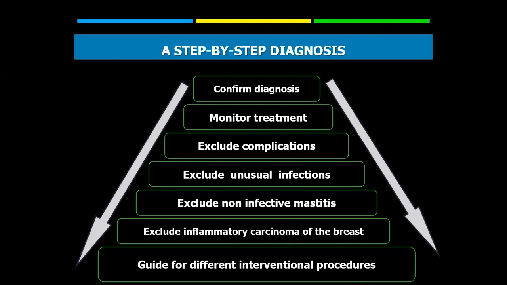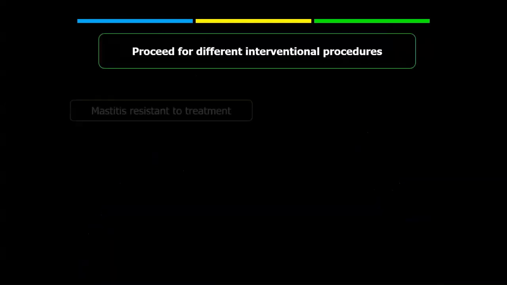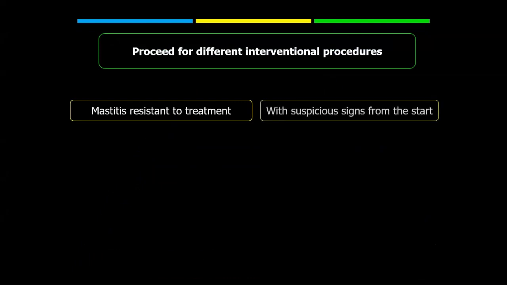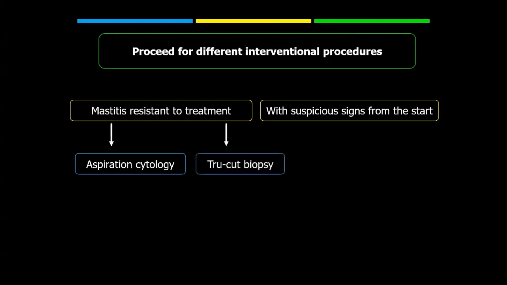And lastly, we come to guiding different interventional procedures. We should proceed to a biopsy whenever we have a mastitis which is resistant to antibiotic treatment, and with mastitis with suspicious signs from the start. We can perform an aspiration cytology or a true-cut biopsy. Sometimes we need to do a skin punch biopsy and lymph node biopsy, especially in cases of inflammatory breast carcinoma.